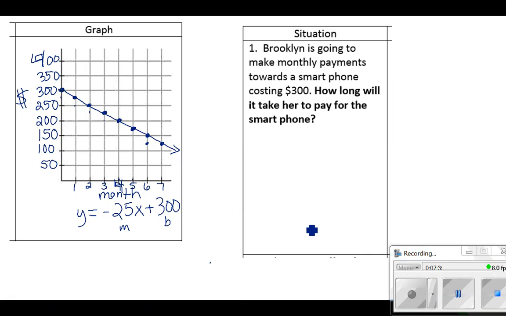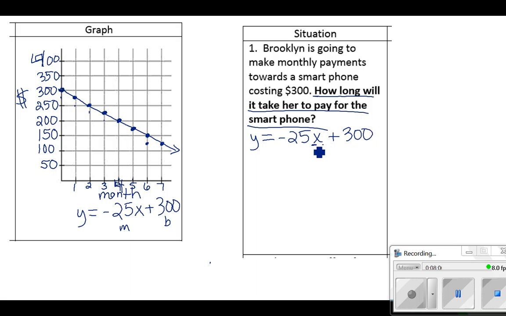We're not finished with this one yet. We have to go back to the first column and answer the question of how long will it take her to pay for the smartphone. Well, we want the y, which is the balance, to be 0 when she has paid it off. So we have our equation, y equals negative 25x plus 300.